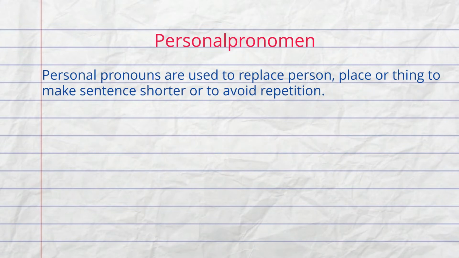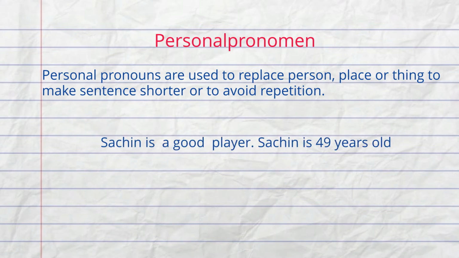Personal pronouns are used to replace person, place, or thing to make sentence shorter and avoid repetition. For example, Sachin is a very good player. Sachin is 49 years old. Now, instead of writing Sachin again, we can replace it with he. He is pronoun in second sentence.